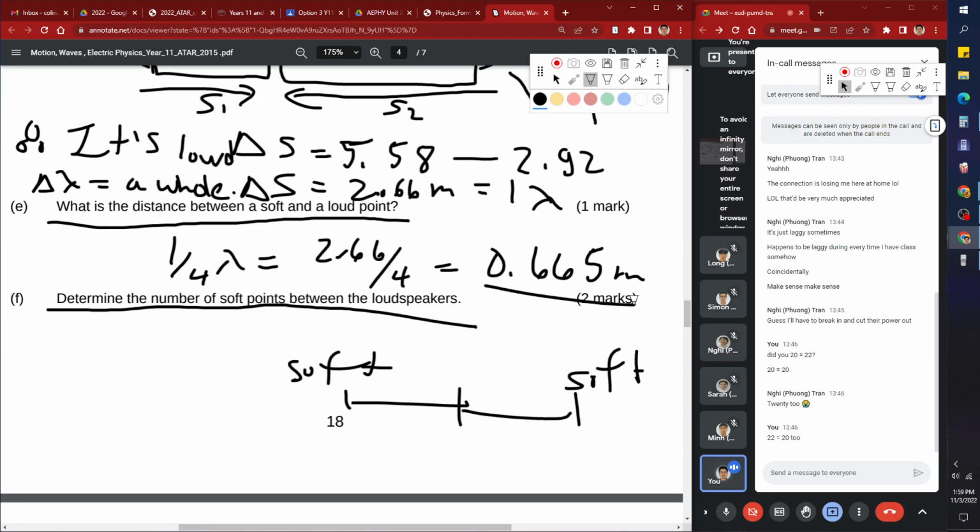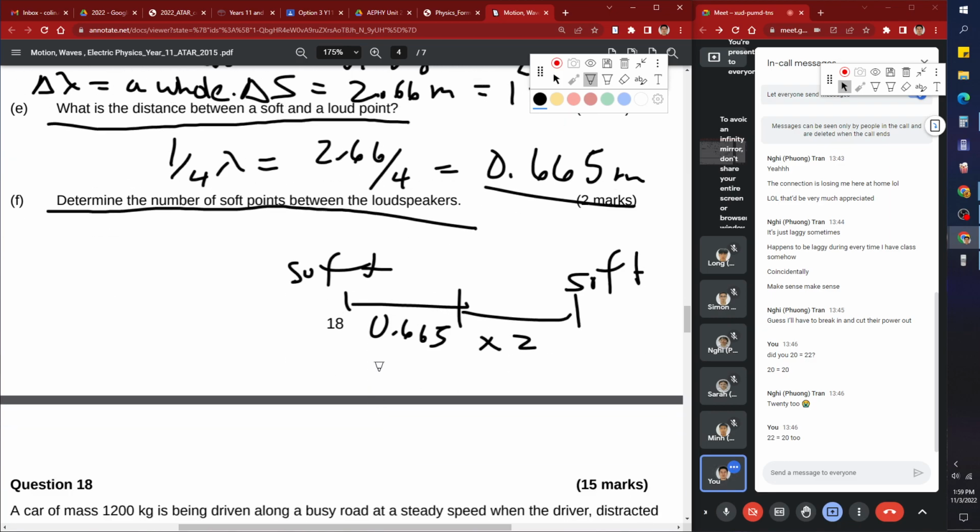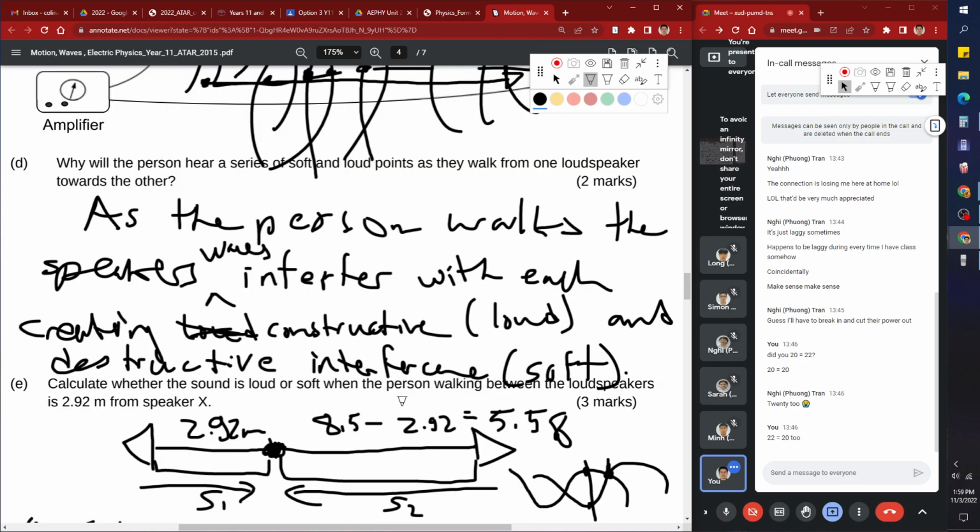We know that the distance between the soft and loud point is 0.665. So that means the distance to the next one is 2 times that. If I double this, it'd be 1.23 meters. And so there is the distance between soft and soft.